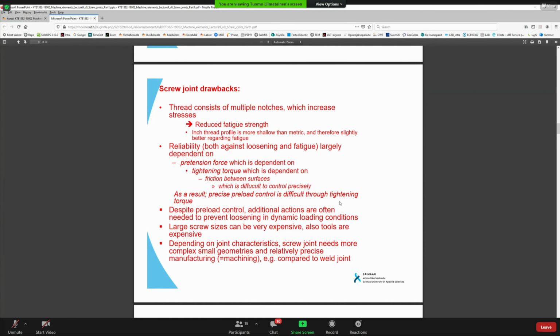And also one drawback, if you compare it, for example, to a welding joint, is that you will need more complex, fairly precise manufacturing, meaning machining, in order to perform this joint. For a welding joint, you just need a couple of plates with flame cut edges, and that's it. If you do it with the bolts, then you will need machining and small geometries, therefore being a bit more expensive.